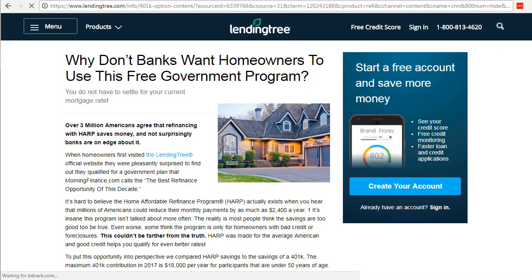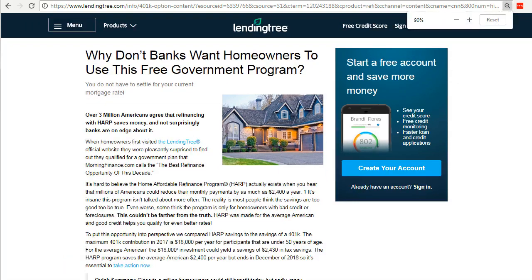So why don't banks want homeowners to use this free government program? Essentially what they're doing here is calling out a common enemy, which is the banks. They're saying the banks don't want you to know this, but we're here to help you know about this. So essentially they're coming across as kind of the hero at the end of the day. It says over 3 million Americans agree that refinancing with HARP saves money, and not surprising, blah, blah, blah.